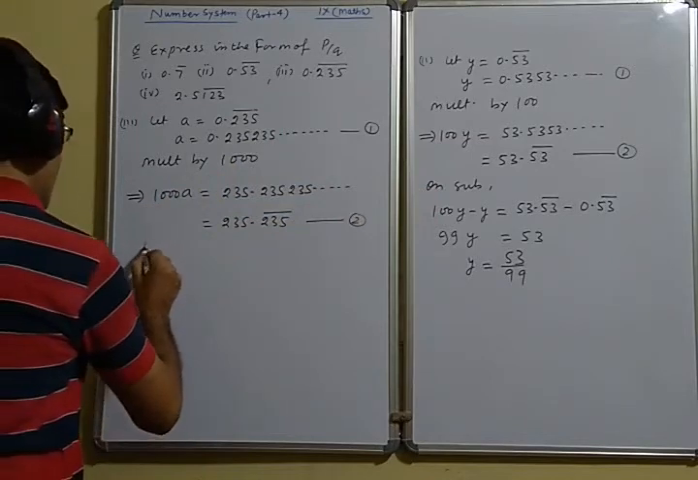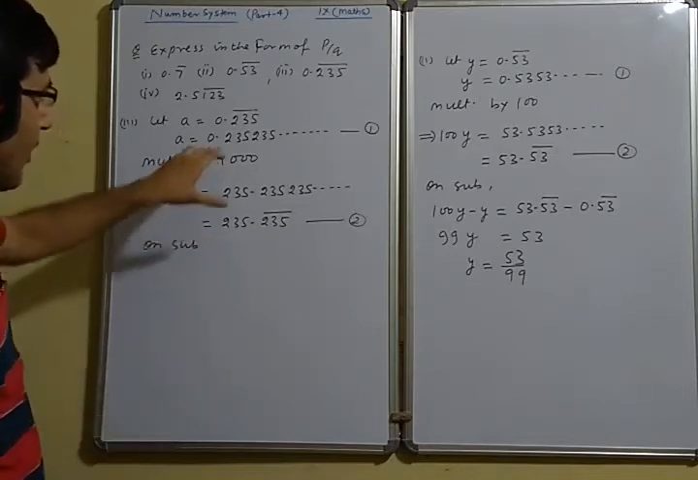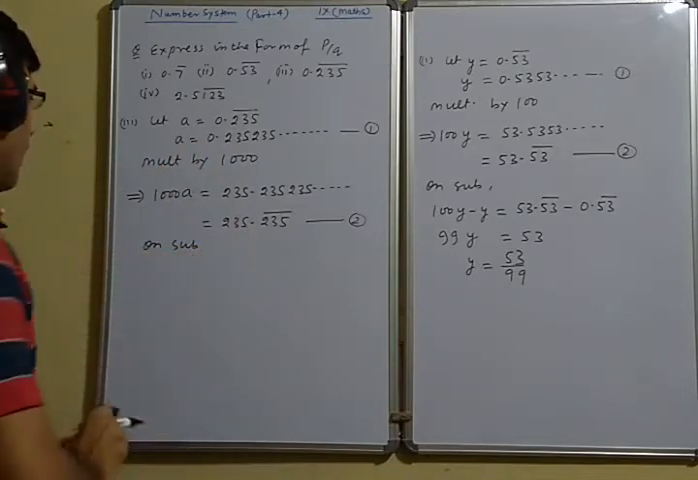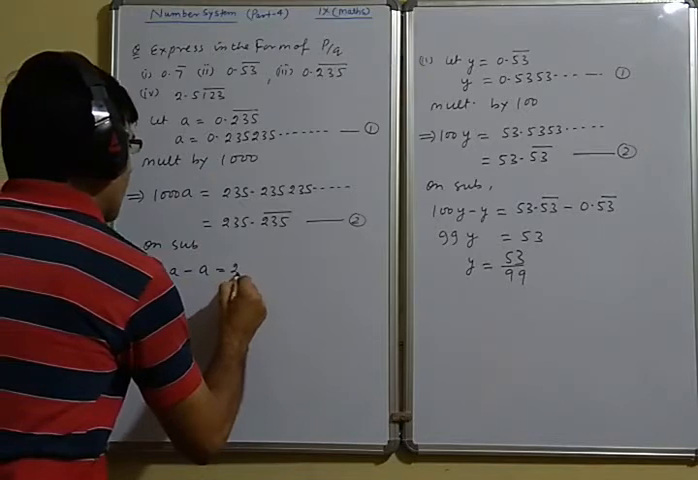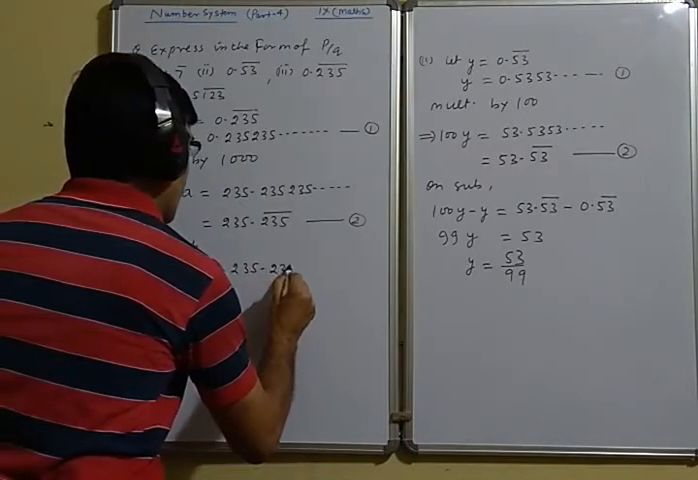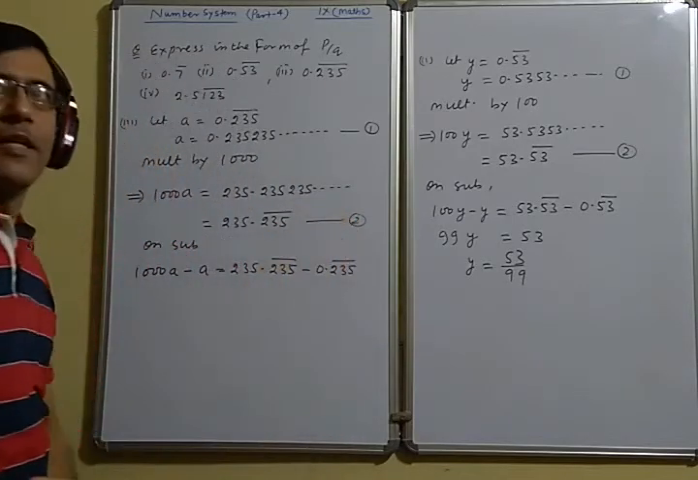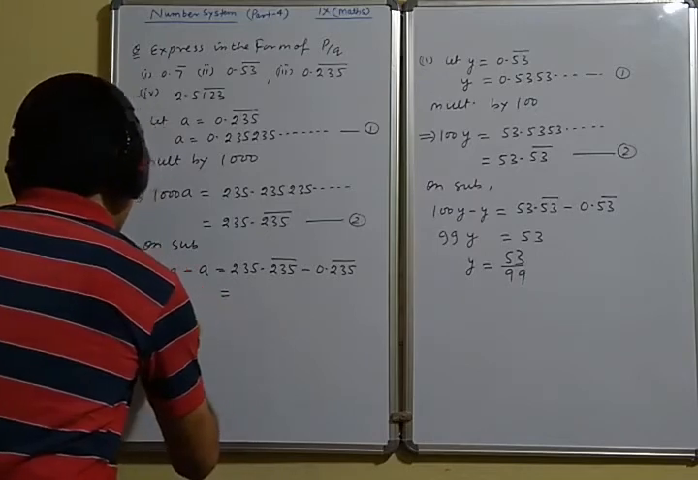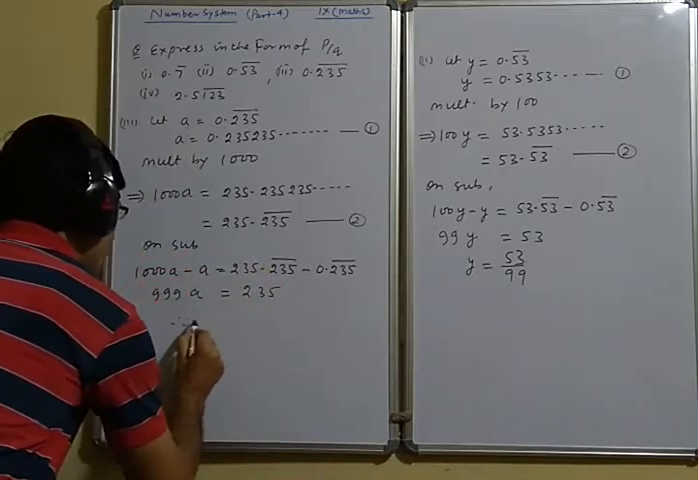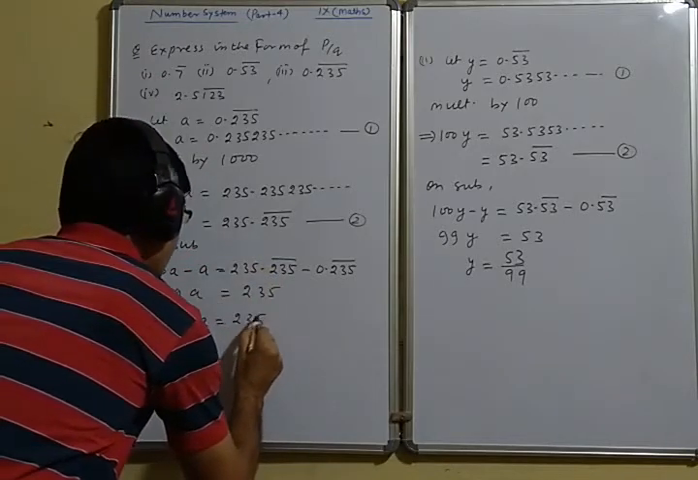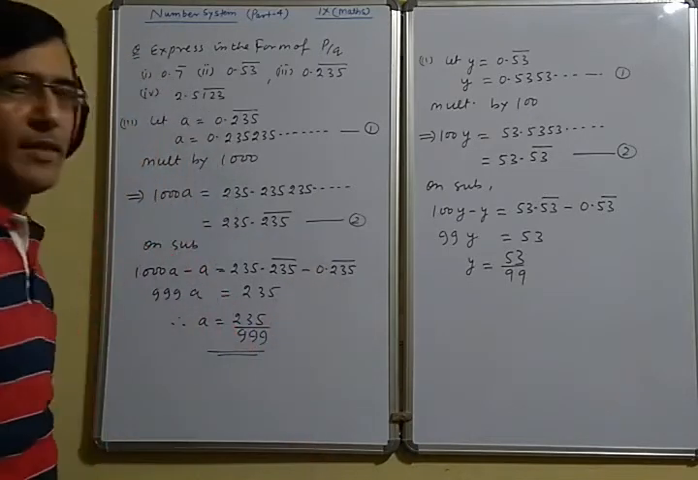So now once again on subtraction, subtract equation 1 from equation 2. On subtraction, 1000A minus A is equal to 235.235 bar minus 0.235 bar. So what does it become? 999A is equal to 235. Therefore A is equal to 235 divided by 999. So that is the required solution.